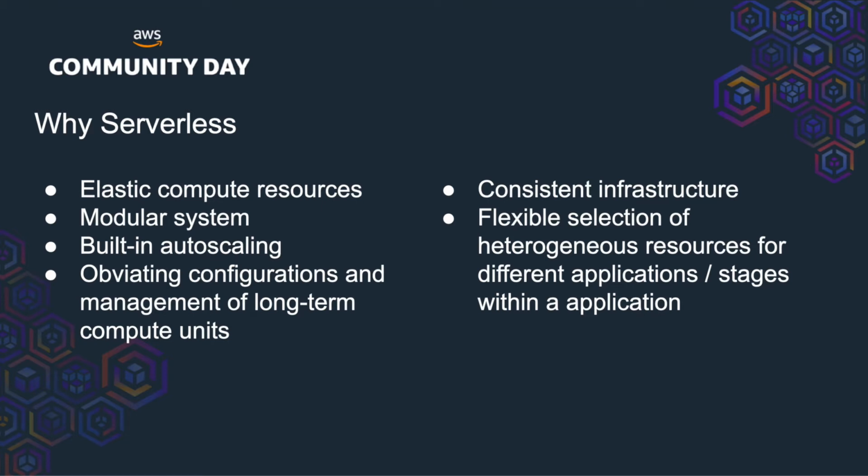For example, a computer vision project might require heavy compute-optimized resources such as GPUs, while a random forest classification application might not need that. And within one application, the training stage might require compute-heavy or powerful compute instances to speed up the process, while those instances might be overkill for the inference stage.